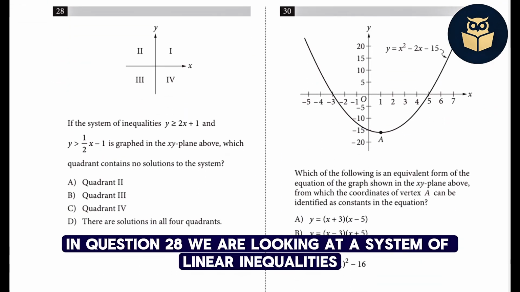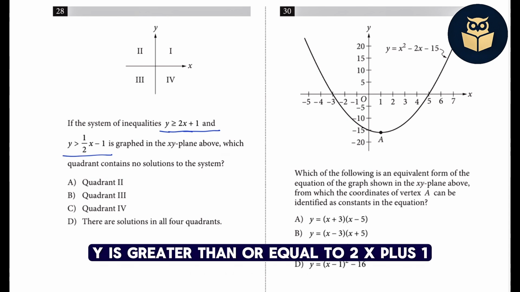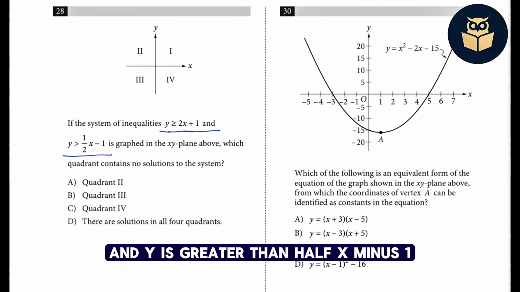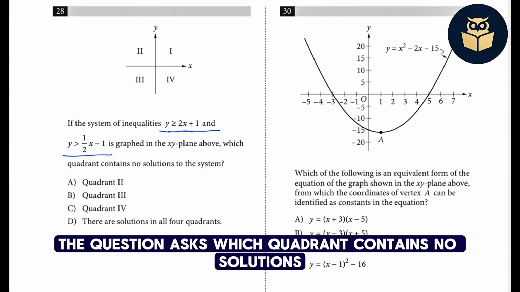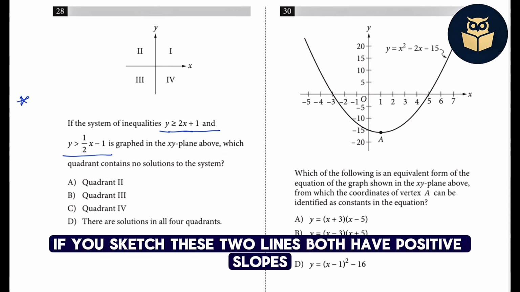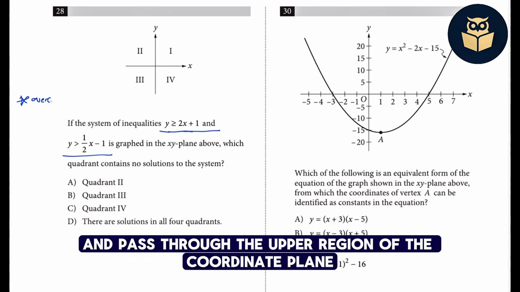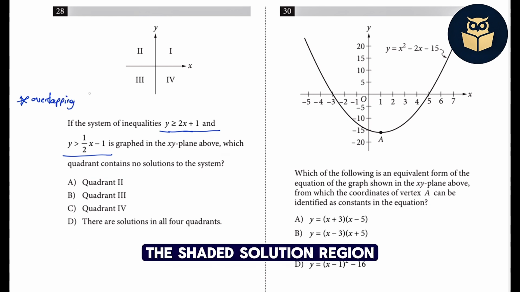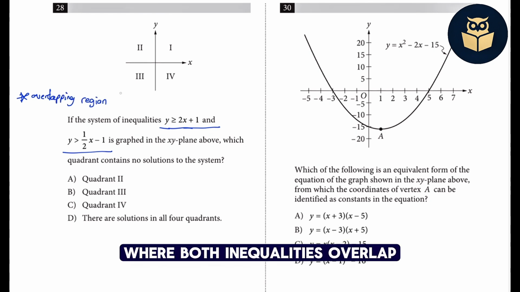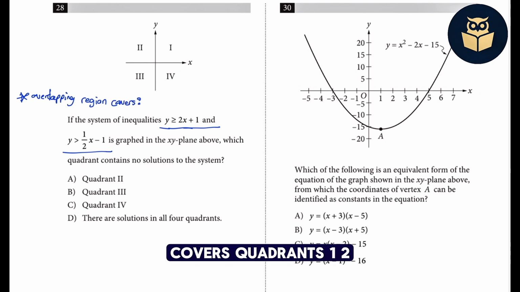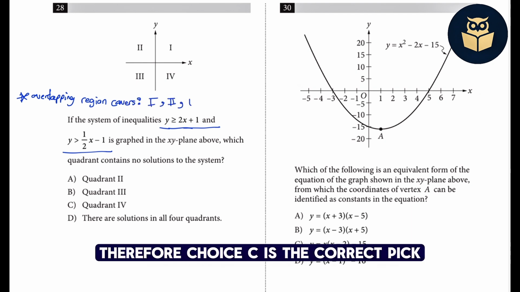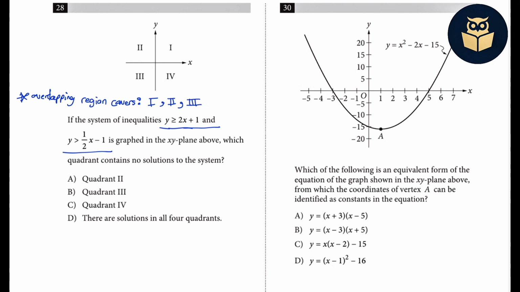In question 28, we are looking at a system of linear inequalities. y is greater than or equal to 2x plus 1, and y is greater than half x minus 1. The question asks which quadrant contains no solutions. If you sketch these two lines, both have positive slopes and pass through the upper region of the coordinate plane. The shaded solution region, where both inequalities overlap, covers quadrants 1, 2, and 3. The bottom right quadrant, quadrant 4, has zero overlap. Therefore, choice C is the correct pick.